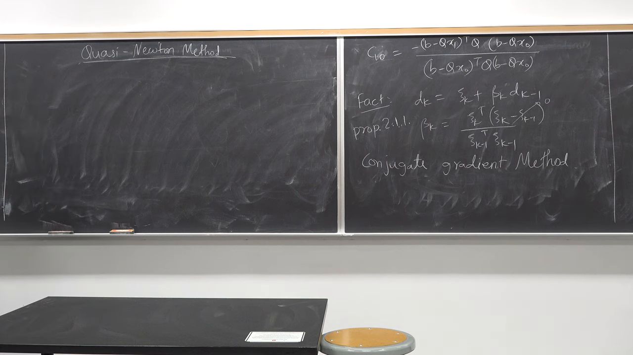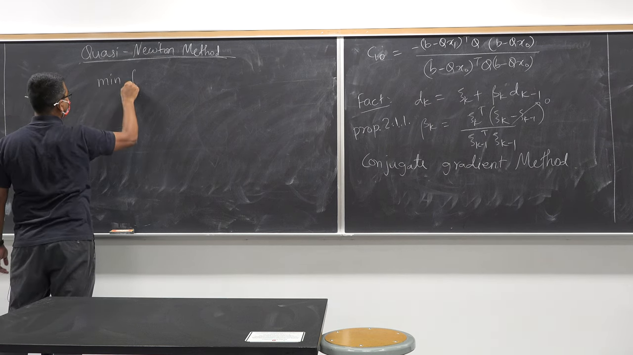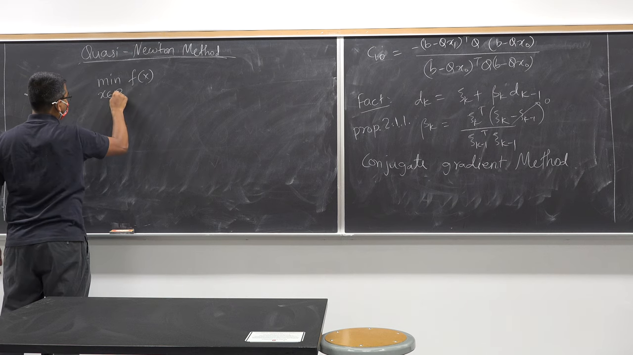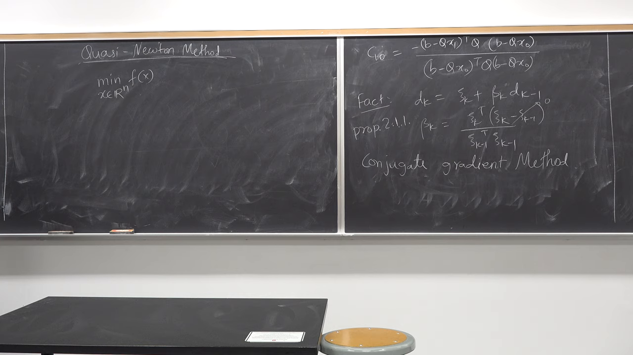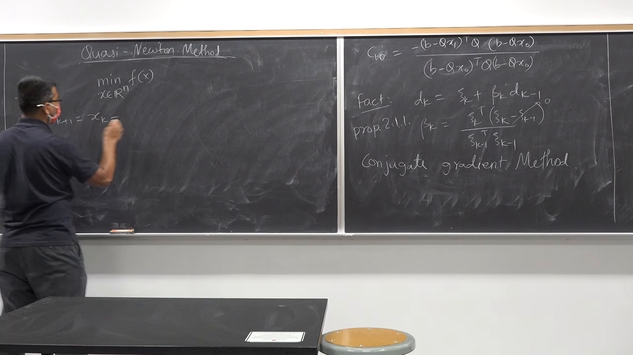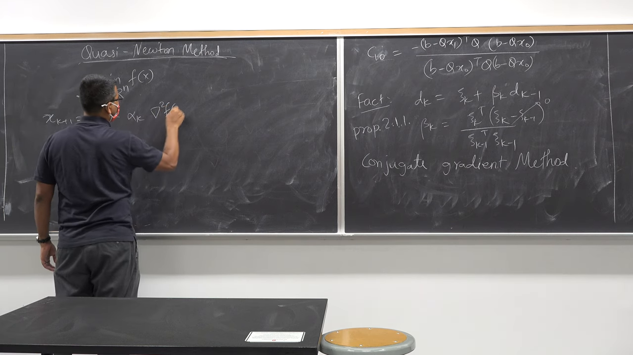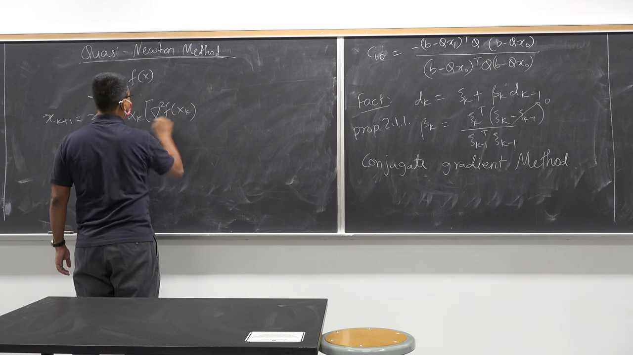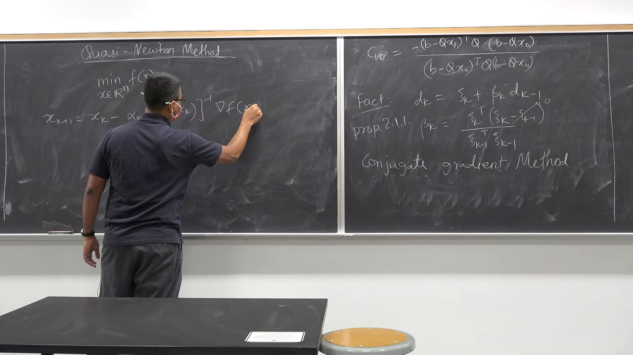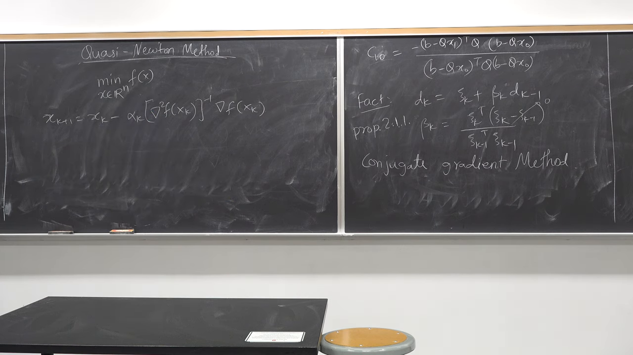And the idea in quasi-Newton method is as follows. I have a minimization problem. And the Newton's method is asking me to do the following. This is what Newton's method is asking me to do. Take the second derivative, invert the matrix, and multiply it by the gradient, and pick an appropriate alpha k, and then run the gradient descent. That's Newton's method.